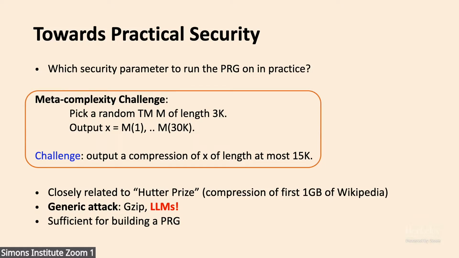And the cool thing is that up until recently, people were trying gzip as a generic attack. But in the last few months, something really awesome has happened: the best algorithms for compression are, surprise, surprise, LLMs, okay? Because they are starting to take over many algorithmic problems.